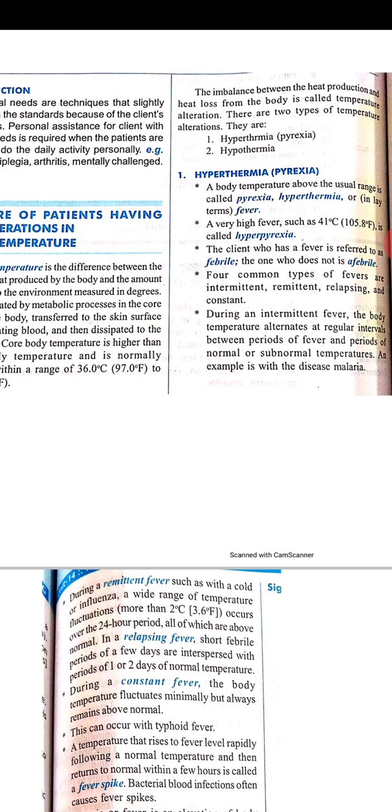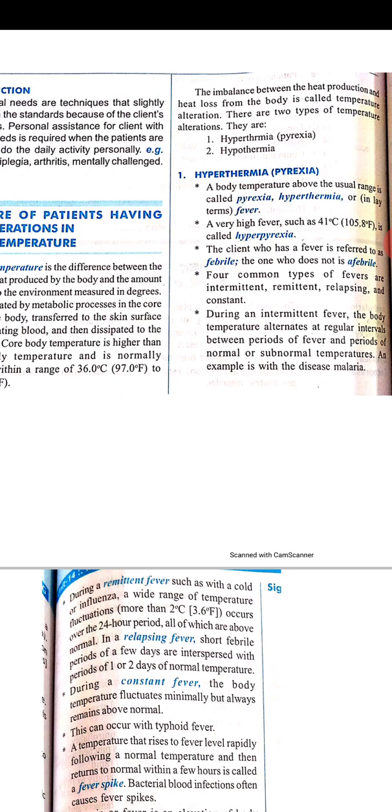Okay. So in body temperature, when there is an imbalance between the heat production and heat lost from the body, it is called temperature alteration. Why is temperature altered? Because an imbalance occurs between heat production and heat lost. There are two types of temperature alteration: hyperthermia, which is known as pyrexia, and second is hypothermia. First I will discuss hyperthermia or pyrexia.